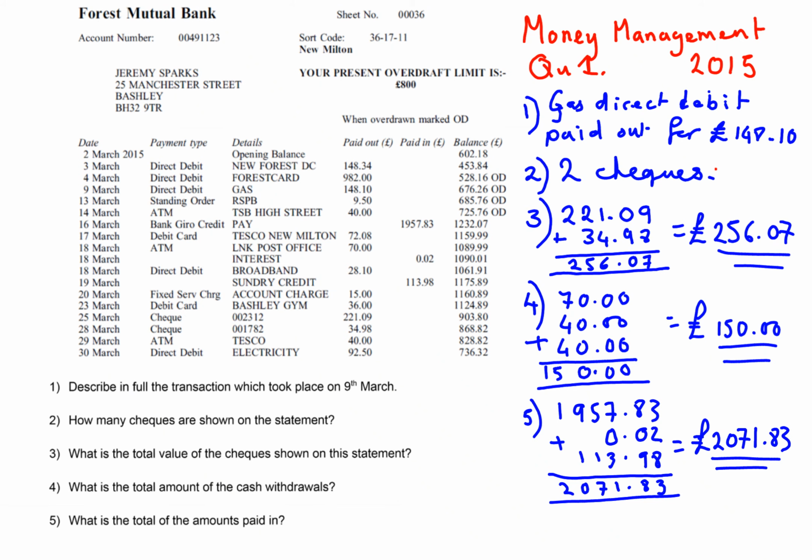Welcome back again. Let's look at the question. So the total of the amounts paid in, we look at paid in, and we just have to actually add these values up. This is what I've done here, and the final answer is £2,071.83. So that's all to this question.